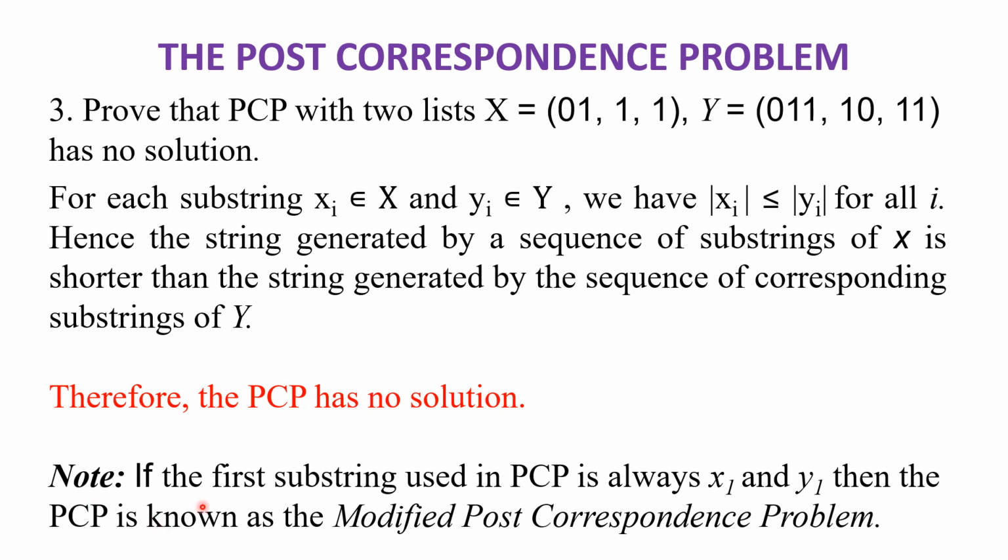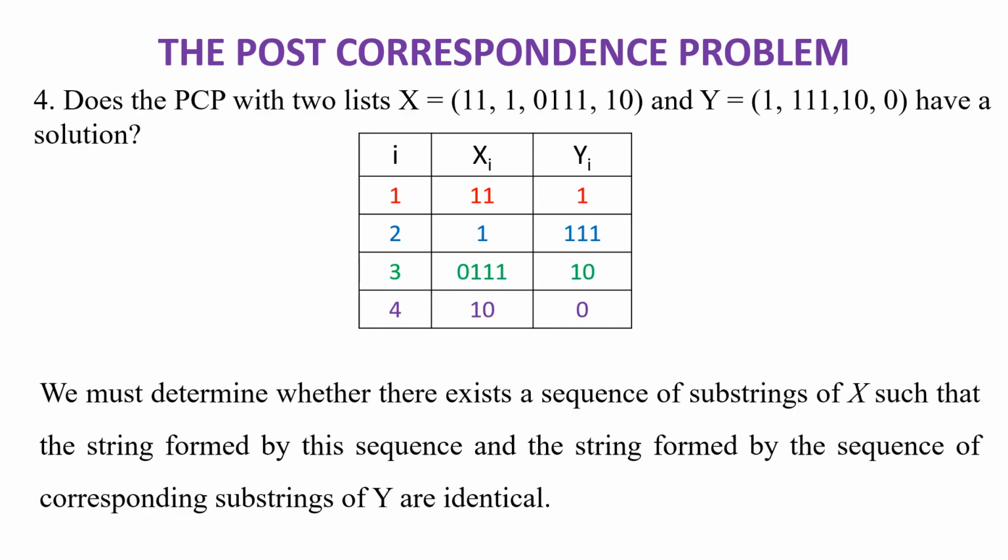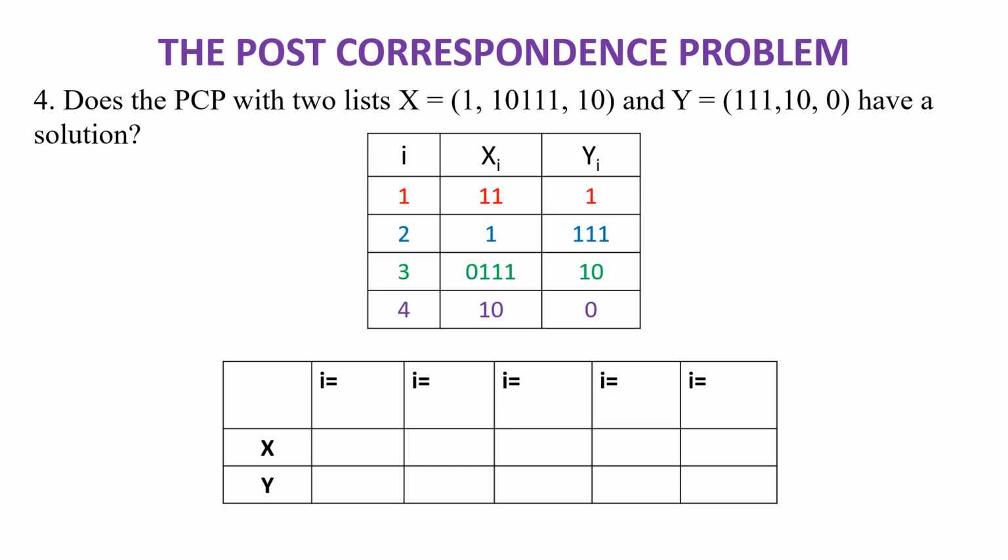A note: if the first substring used in the PCP is always X1 and Y1, then the PCP is known as the modified post-correspondence problem. Let us see an example of a modified post-correspondence problem with the two lists X and Y with I equals 1, 2, 3, 4. So we have to find a sequence. As stated, the modified PCP starts with X1, Y1.